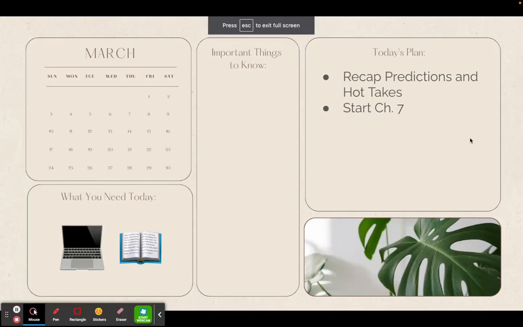Okay, welcome to week 5 of semester 2. We are officially nearing the end of The Great Gatsby. There are 9 chapters in the book, and we are going to be reading chapter 7 this week.